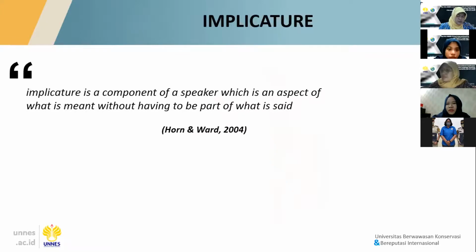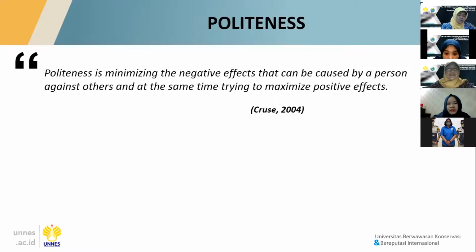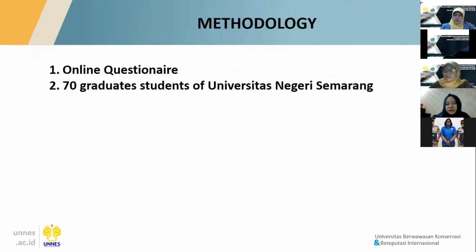And the next is about the implicature itself. Implicature is a component of a speaker's meaning, which is an aspect of what is meant without having to be part of what is said, according to Hart and Ward 2004. And the next is about politeness. Politeness is minimizing the negative effects that can be caused by a person against others, at the same time trying to maximize positive effects, according to Cruz 2004.